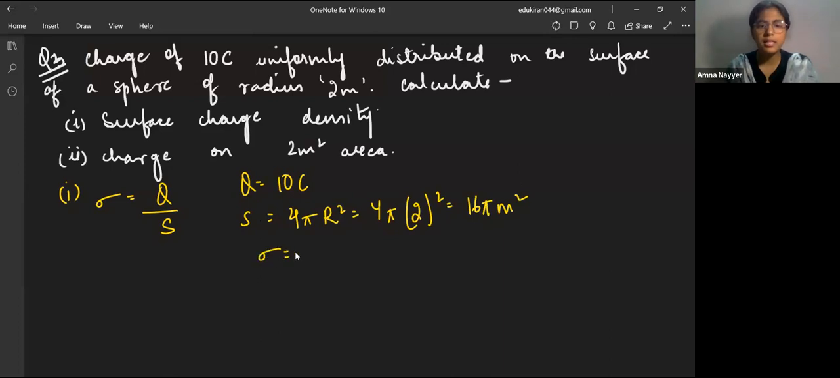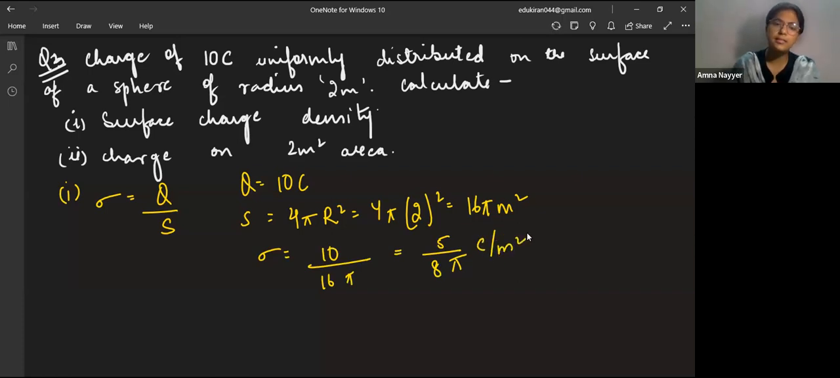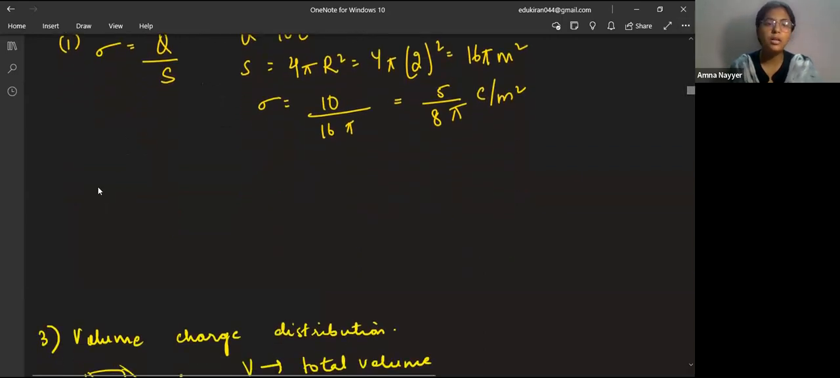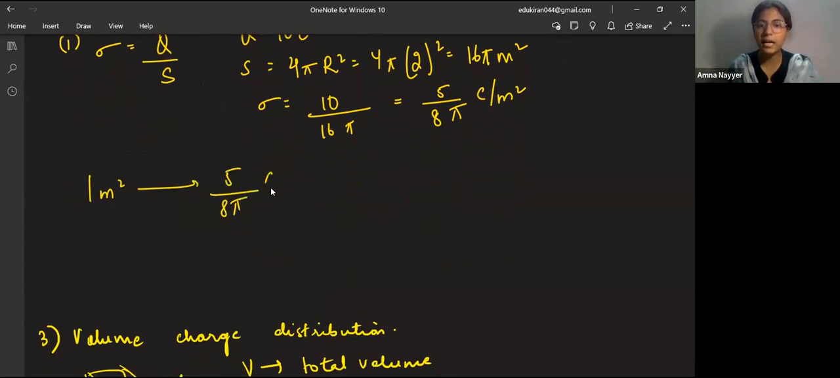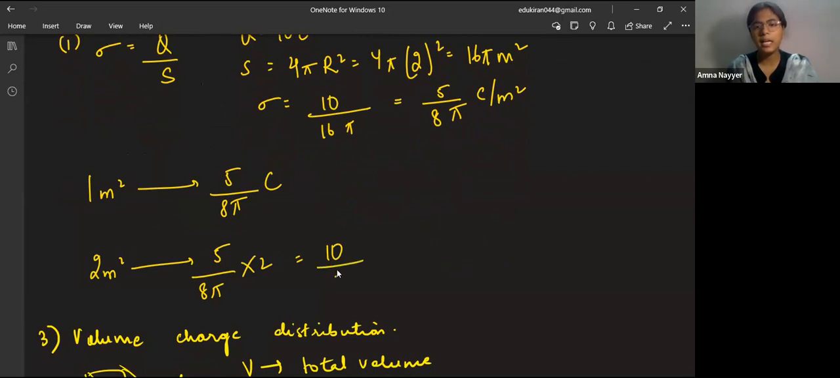So what will be sigma? Sigma will be 10 divided by 16 pi, or we can cancel and write it as 5 by 8 pi coulomb per meter square. This is sigma. Second part says, now again coming back to the definitions, this means what? In 1 meter square, there is 5 by 8 pi coulomb of charge. So 2 meter square will have 5 by 8 pi into 2. That is 10 by 8 pi, or you can write this as 5 by 4 pi coulomb.